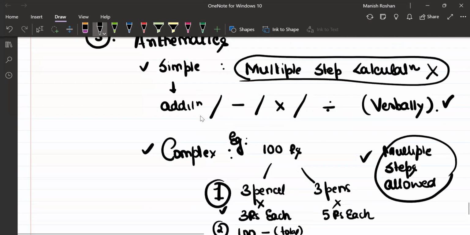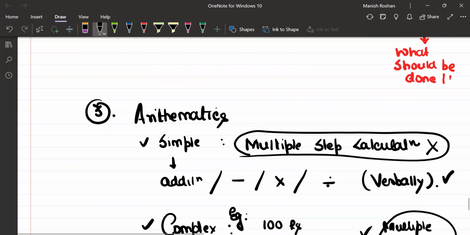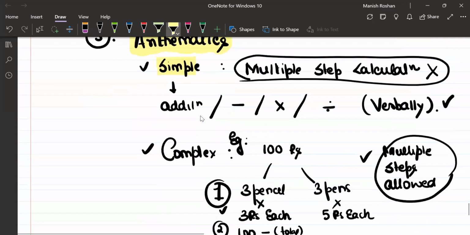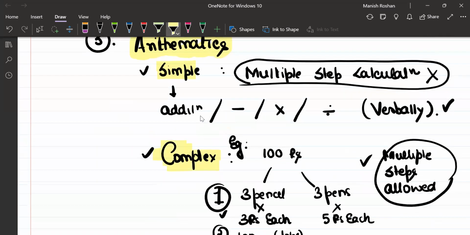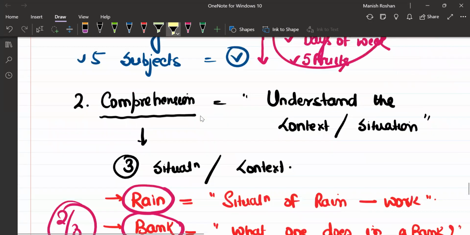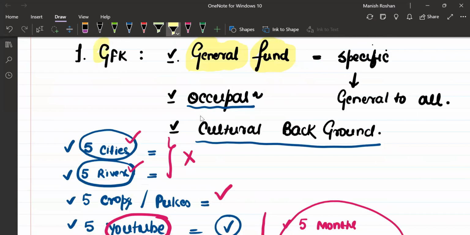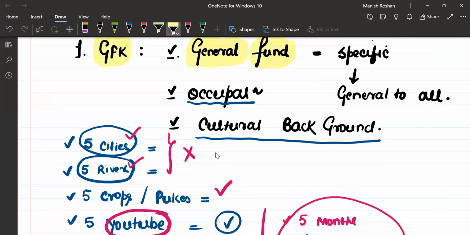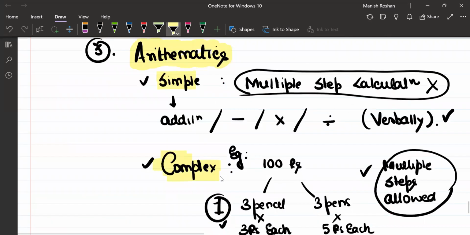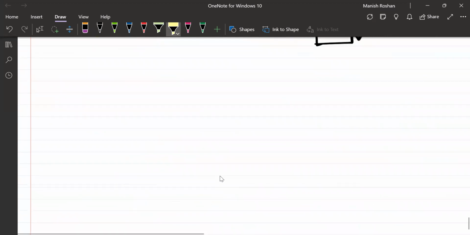Fine. So we have done three tests. One is the arithmetic, which involves both the simple one and the complex one. We have done the comprehension, and then we have done the general fund of knowledge. So these are the three important tests or subheadings that come under intelligence.